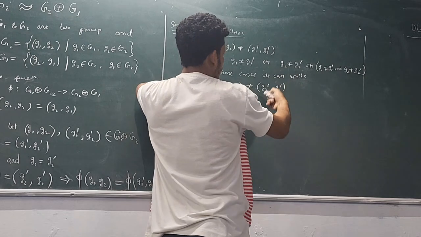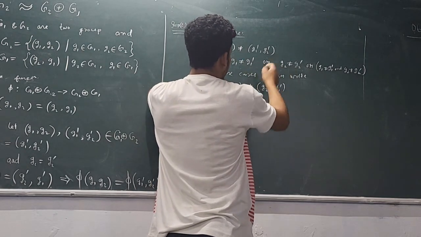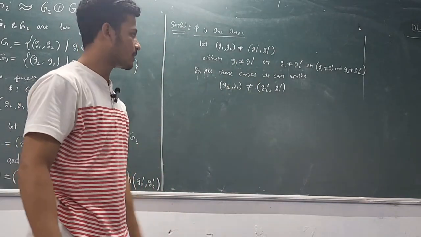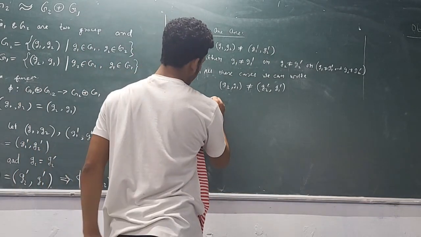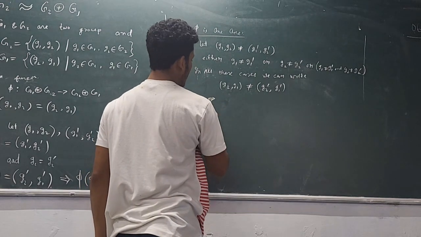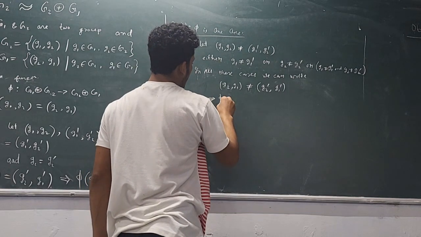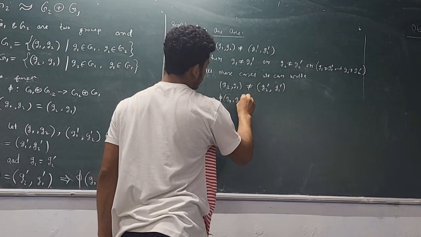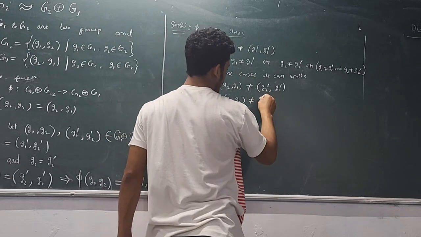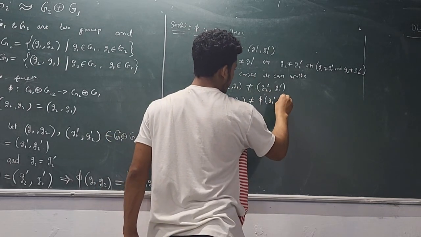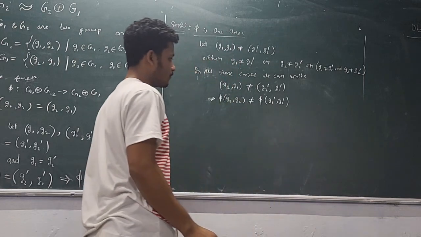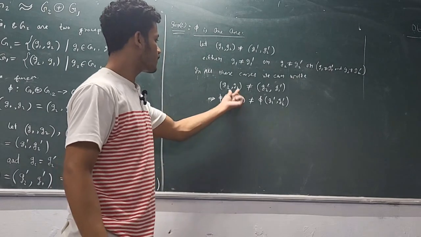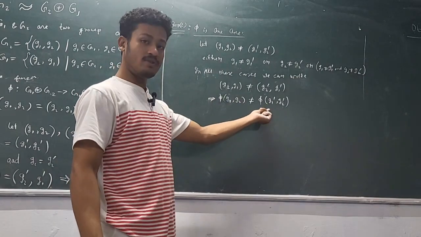G2 is not equal to G2 dash, so not equal. G1 is not equal to G1 dash, so this is not equal. From this we can write this. This will imply phi of G1 comma G2 is not equal to phi of G1 dash comma G2 dash. Okay, this is G2 dash. Phi of this is not equal to phi of this.